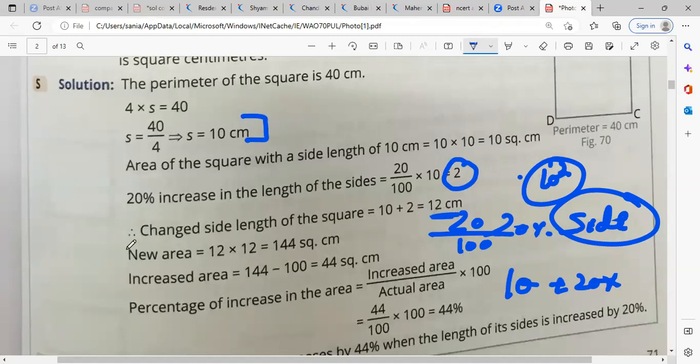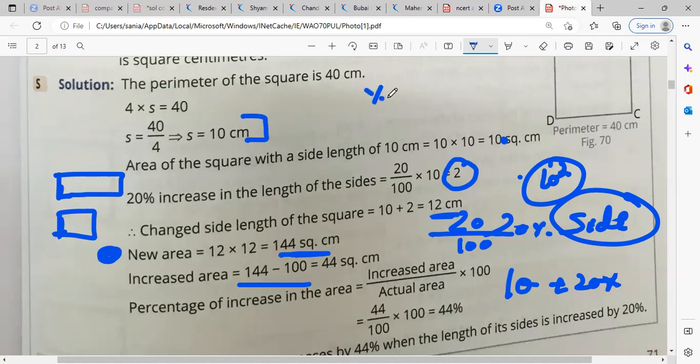Okay? So, now the new area. This is your new area. Because earlier 10 was the side, you found out the area. Now, your sides are increased. So, the new area will be 12 multiplied by 12, 144 square centimeter. Clear? Then, next, the increase in area. So, how much is the increase? This is the new 144 and earlier it was 100. So, 144 minus 100, it is 44 square centimeter. Clear? This is the increase.